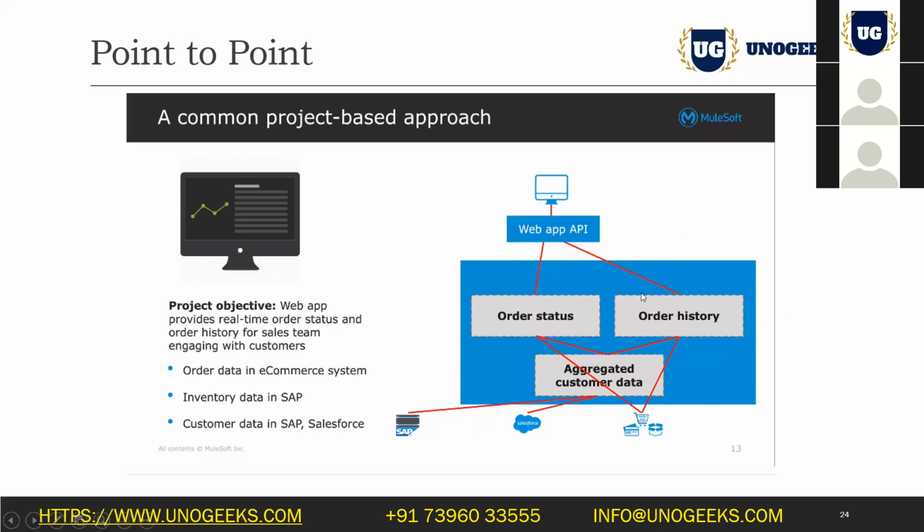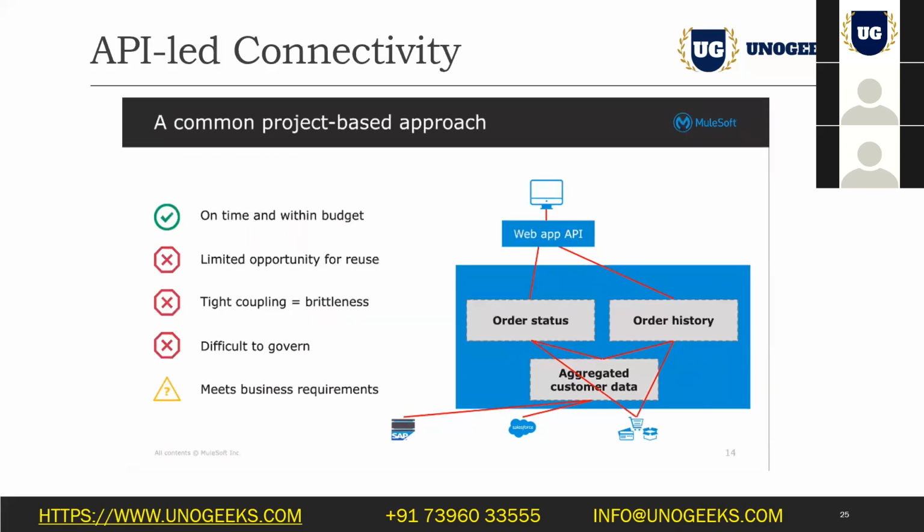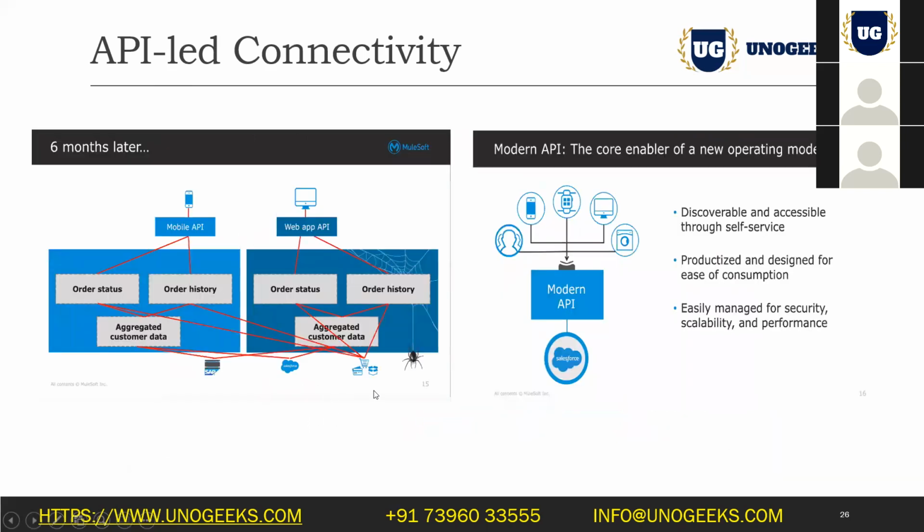Again, we have to do the same process. Again, we have to connect to this SAP system, Salesforce system, and build the same process. So it is a more time-taking process. We are building the same thing again for a different application. So this is the drawback. The first delivery is on time, but there is limited opportunity to reuse. We will not be able to reuse this because it is dedicatedly developed for this web API. So this is the approach which we followed.